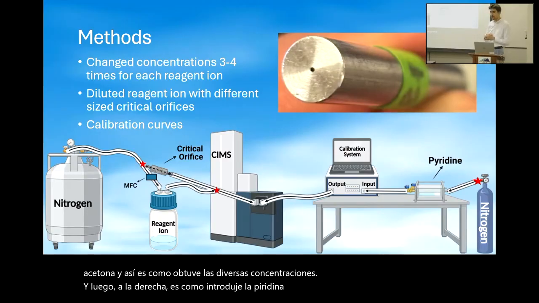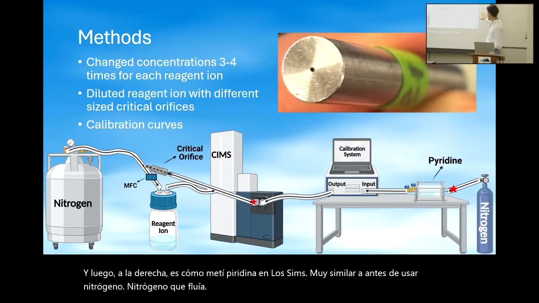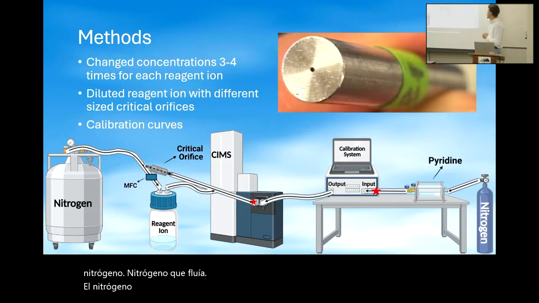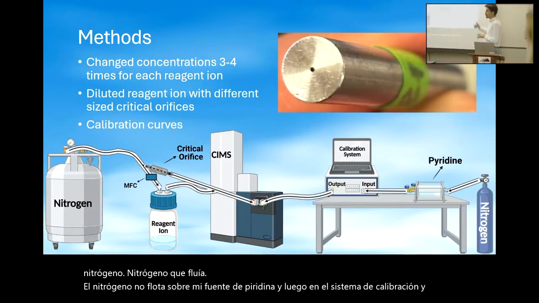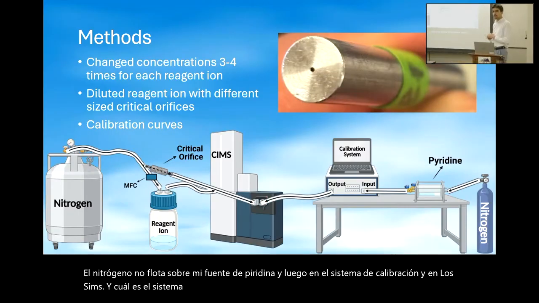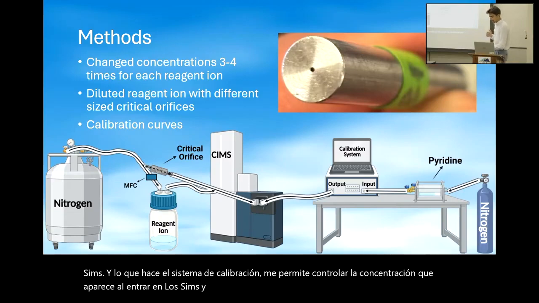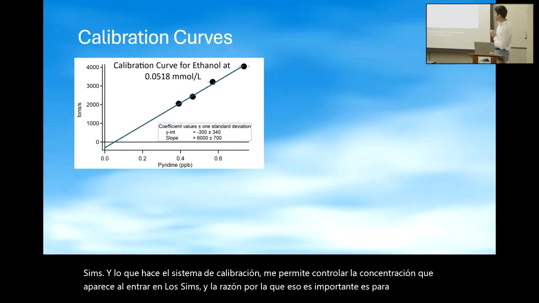So similar to before, I used nitrogen that flowed over my pyridine source, and then into the calibration system and into the CIMS. What the calibration system does is allow me to control the concentration of pyridine going into the CIMS. And why that's important is so that I can create a graph called the calibration curve.